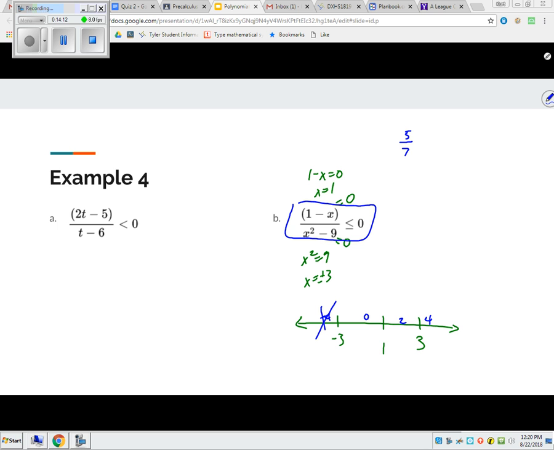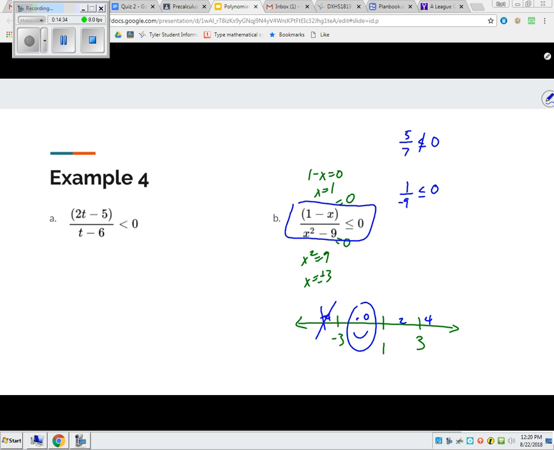Ooh, we get to plug in my favorite 0 right here, all right? By the way, I was looking for it to be less than 0, but it wasn't. So I plug in 0 on this. Well, 1 minus 0 is 1. If I plug in 0 on the bottom right there, I get -9. -1/9 is less than or equal to 0? Oh, yes, it is. Right. I like that region.